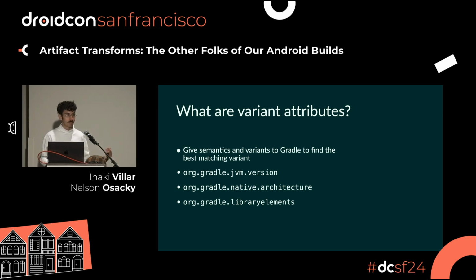So you can imagine you have a dependency in the form of a jar, but it can also be in the form of classes, or it can be in the form of a DEX. So the library elements classifies whether a dependency is a jar or classes or any other format.